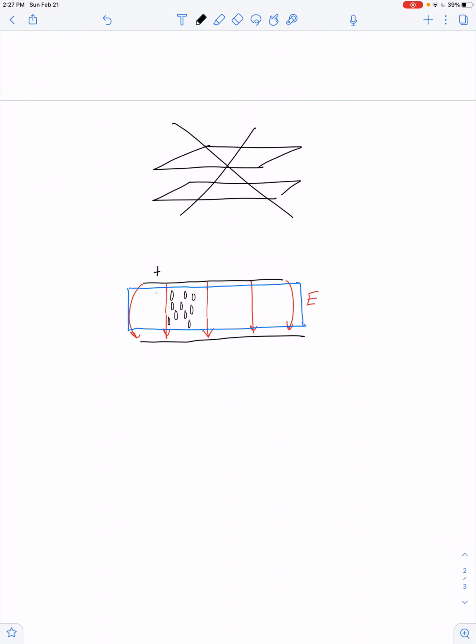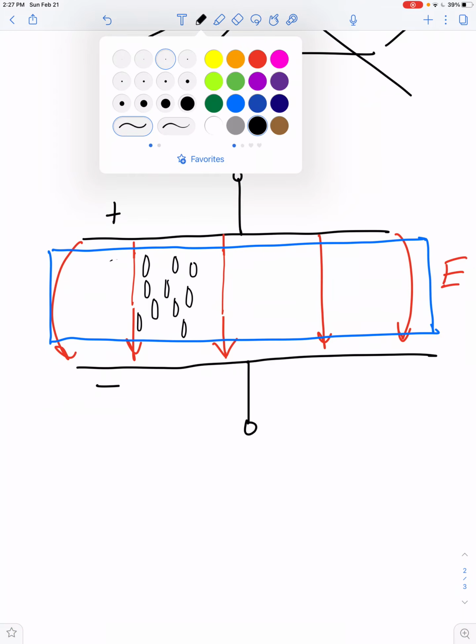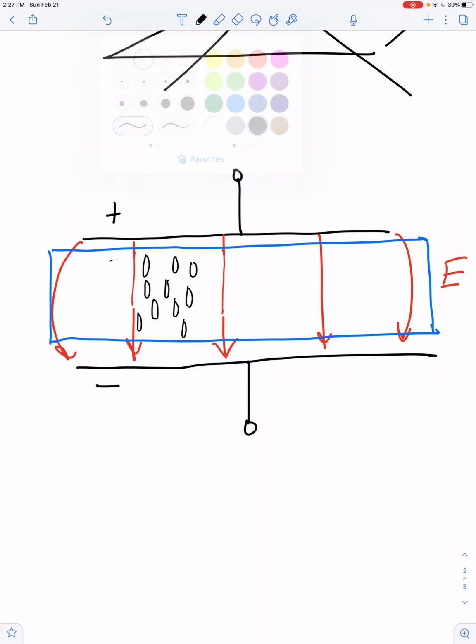This is the positive plate of our capacitor. This is the negative plate of the capacitor. And so they're rotating, the molecules that is, so that that's the negative end, that's the positive, that's the negative, that's the positive, negative, positive, and so on.